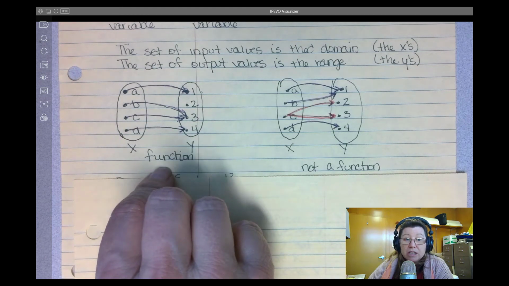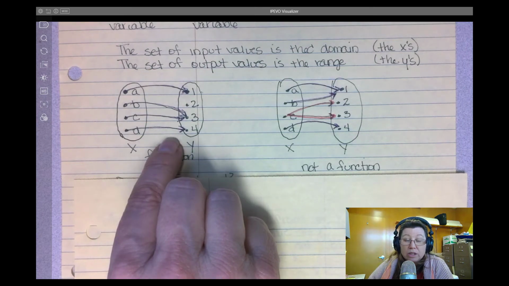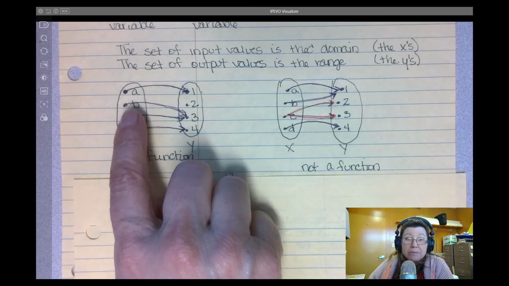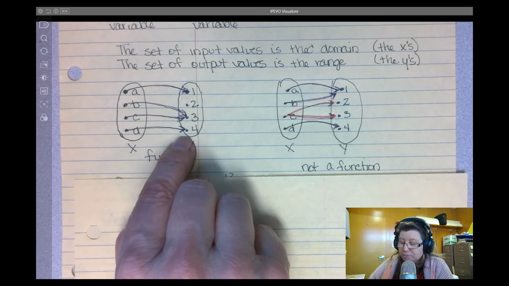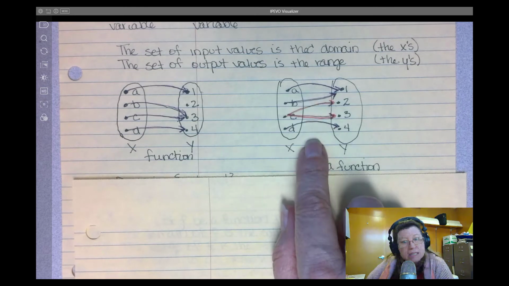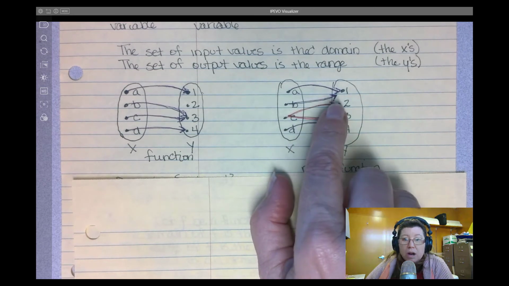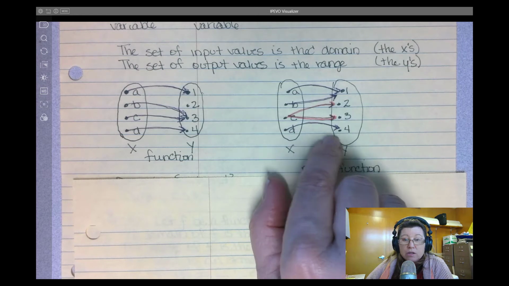This is a function because every single x goes to one and only one y. Now it's okay if two of the x values go to a particular y value, but as you can see, one x is going to a y. Now looking over here, this is different. A goes to 1, B goes to 1, that's totally okay. But C goes to 2 and 3, and then D goes to 4.